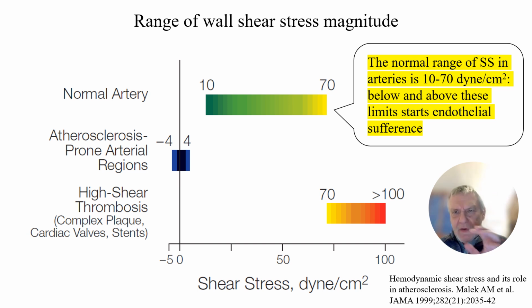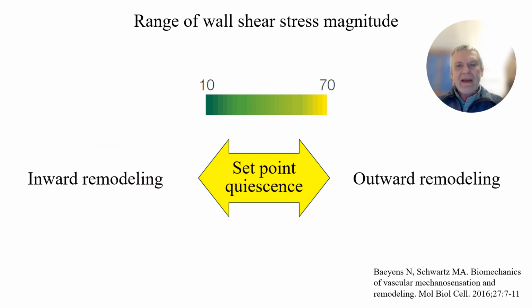We know that the normal range of shear stress in arteries is between 10 and 70 dynes per square centimeter. Below and above these limits starts endothelial suffering, atherosclerosis-prone arterial regions, and with high shear stress, thrombosis due to complex plaques, etc. So generally, the endothelium tries to maintain this set point of quiescence.